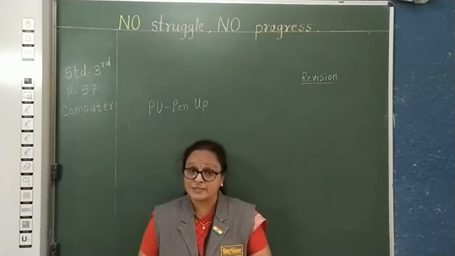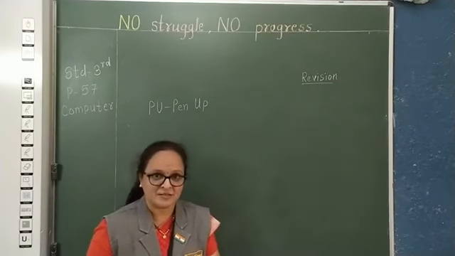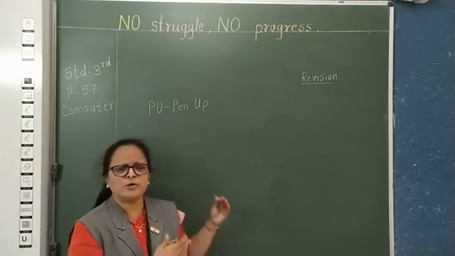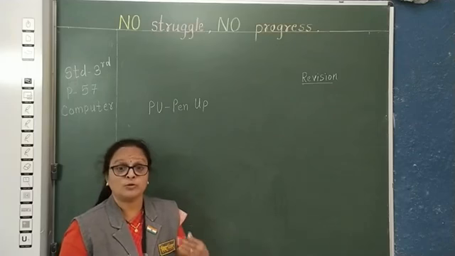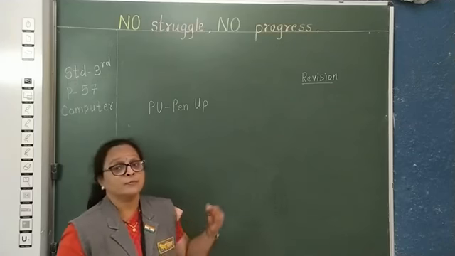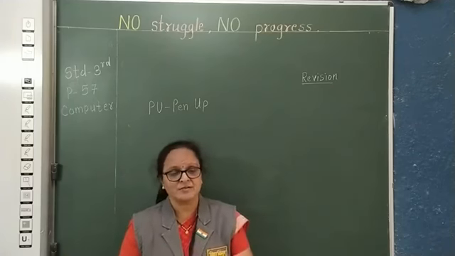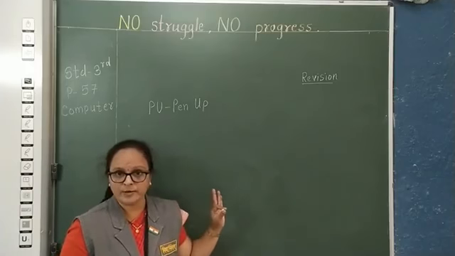It also leaves a gap in between the letters. As I said, if I want to draw 2 letters or 3 letters, you have learned all these figures, isn't it? If you want to leave some gap in between the letters, at that time we have to use this PU command. Getting it, all of you?